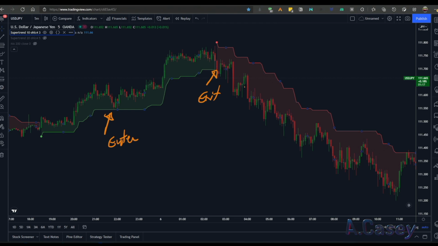And of course, same thing on the short side. Let's say for whatever reason you entered here. Same thing, we are not exiting yet because the price didn't close above this red line.